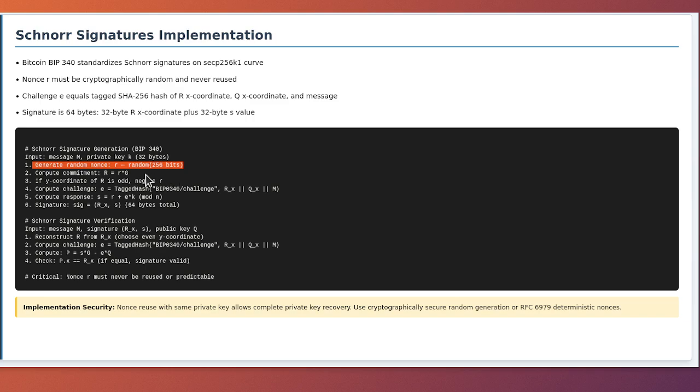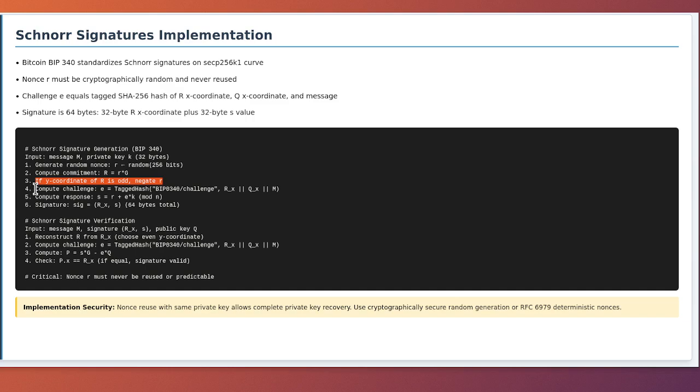If r is predictable or if the same r is used twice with the same private key, the private key can be completely recovered. This is not a theoretical attack. It has happened in practice, most famously in the PlayStation 3 signing key compromise and in some Bitcoin wallet implementations. Step 2. Commitment. Compute R equals r times G. If the Y coordinate of R is odd, as specified in Bitcoin's BIP 340, negate r to make it even. This optimization reduces signature size.